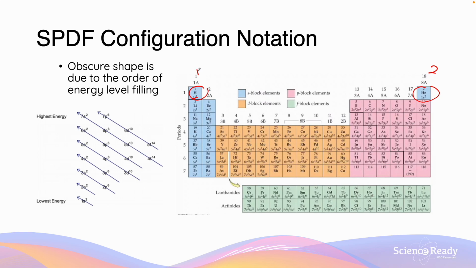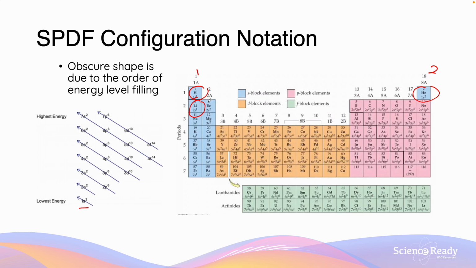For hydrogen, the electron is going to be assigned the very first available orbital, which is the 1s orbital. So 1 electron will go into the 1s orbital. For helium, there are 2 electrons. Now remember that each orbital can hold a maximum of 2 electrons, and so both electrons will go into the 1s orbital.